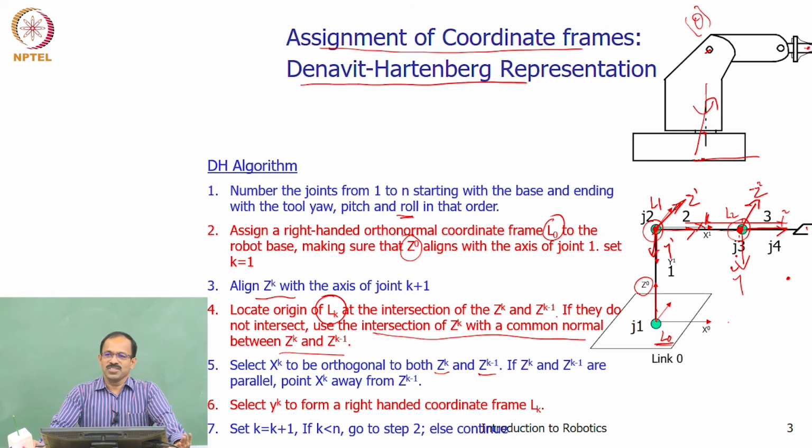Keep on doing this till we reach k equal to 6. If this is a 6 degree of freedom robot, then for k equal to 6 we cannot follow this. Till k equal to 5, we will be able to do this. So we keep on assigning the coordinate frames like this. And when k is equal to 6, you have to follow a slightly different one. Basically, that is the tool point coordinate frame. The last one will be the tool point coordinate frame, because L0 is the first joint. So L6 will be the last one, that is the tool point coordinate frame.